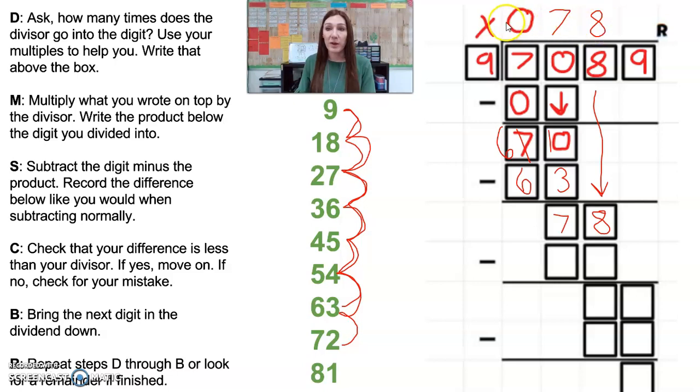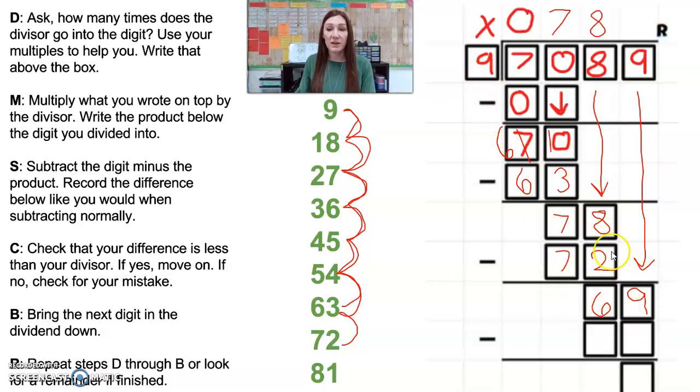Next, I'm going to multiply. 8 times 9 is 72. Then I'm going to subtract. 8 minus 2 is 6. 7 minus 7 is 0. Then I'm going to bring down this next digit in my dividend. So my new dividend is now 69.